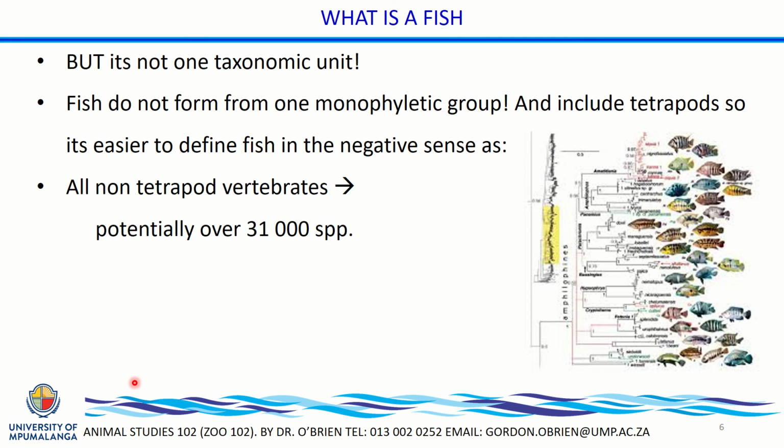Okay, so all non-tetrapod vertebrates. So how do we do this? How do we say then what is a fish? If it's very difficult to define exactly what a fish is, maybe it's easier for us to define what a fish isn't.